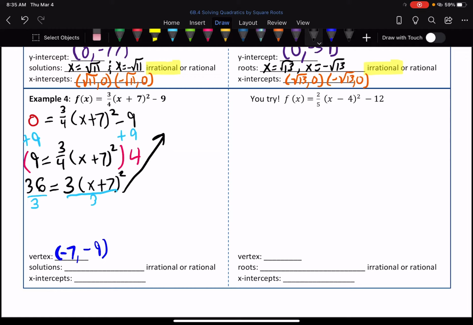36 divided by 3 is going to give us 12. And that's going to be equal to x plus 7 squared. At this point, we can take the square root of both sides.